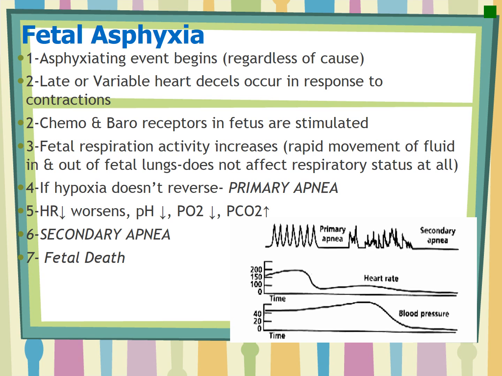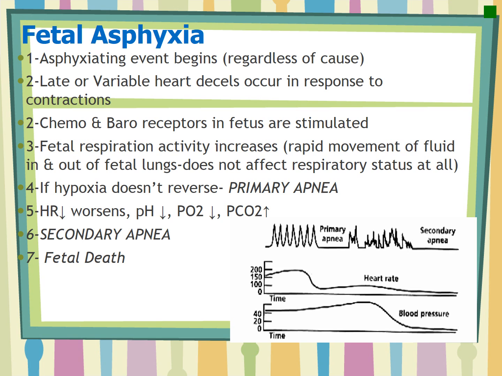After this, if the hypoxia does not reverse, the fetus will take primary apnea. Now remember, this is when the baby is still in utero, so that means the baby was taking normal respirations. Then asphyxia begins, meaning they're not getting oxygen like they should, and they're not getting rid of CO2 as they should. This causes their heart rate to decelerate. The chemo and baroreceptors are stimulated, and then while in utero, they begin respiratory activity more rapidly and deeper, stronger than normal. At this point, we really want to get the baby out.